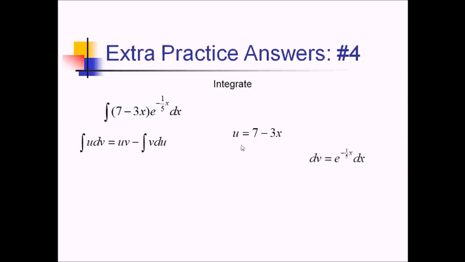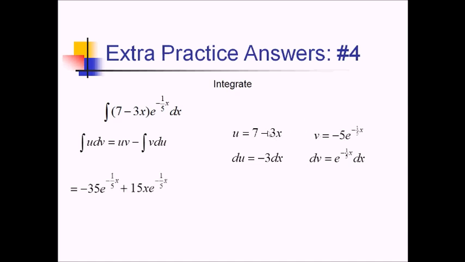For my du, the derivative of 7 minus 3x, that's negative 3 dx, pretty painless. Over here, antiderivative is going to be e to the negative 1/5 x divided by my tail, so multiply by negative 5 for that expression. Plugging things in, multiplying these now. This is going to be a little bit of a mess because I have to distribute. So I've got negative 35 e to the negative 1/5 x. And then by negative 3x, that's going to be positive 15x e to the negative 1/5 x.